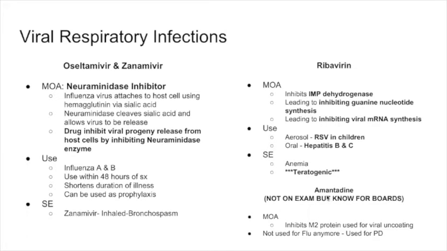Amantadine is not on your exam, but it's important to know for your boards. Amantadine is a medication that used to be used for influenza. It inhibits the M2 protein, which is a protein that's used for viral uncoating. So if the virus can't uncoat, then it can't penetrate the cell. It's not used for flu anymore because of a lot of resistance, but it's used for Parkinson's disease because if you remember, we talked about amantadine, that it increases dopamine in the synapses. So amantadine is used for Parkinson's.